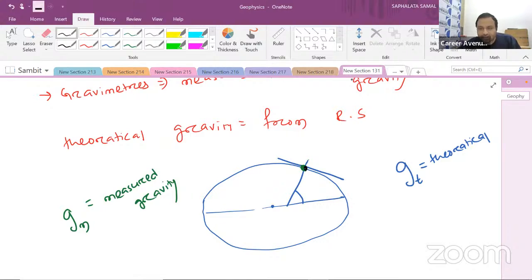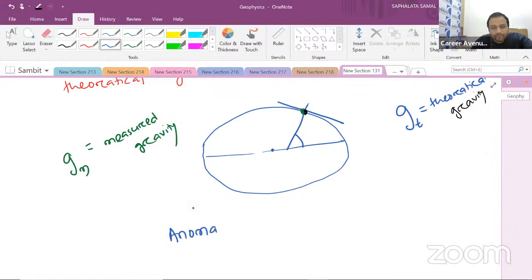So my measured gravity and theoretical gravity. Now, when I match them, most often they are not equal. There is some disparity between them. That difference is called the gravity anomaly: measured value minus the theoretical value. This anomaly is produced due to the difference between the reference spheroid and the geoid. Reference spheroid is theoretical, geoid is practical. Again, I'm repeating this. Once again, we will discuss it a little bit later.